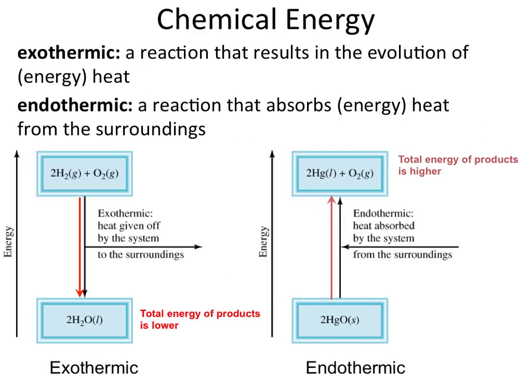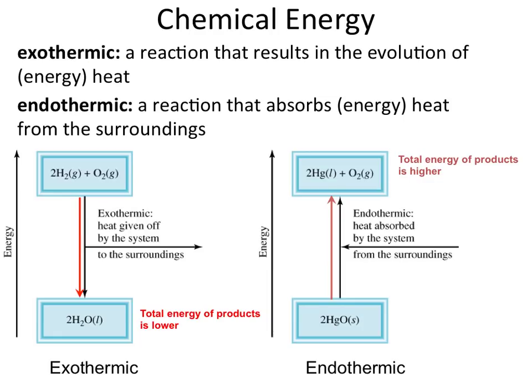So if we're looking at a chemical reaction and we're focusing on the system, the heat exchange that may occur is going to be described in one of two ways. It's either going to be exothermic or endothermic. An exothermic reaction is one that gives off heat or that evolves heat. Now, an exothermic reaction is going to be losing energy in the form of heat.